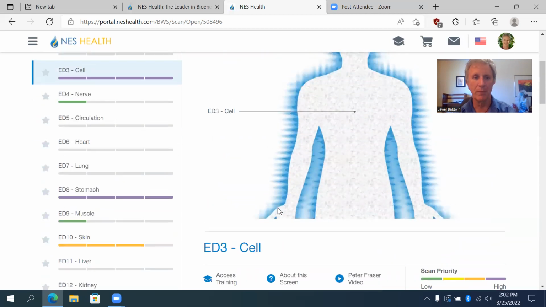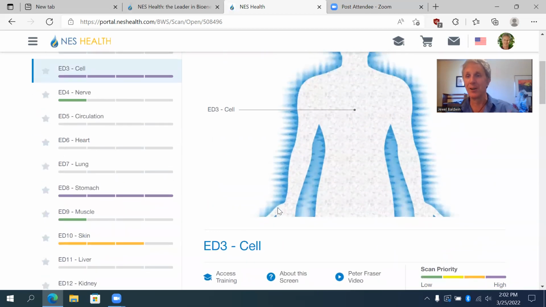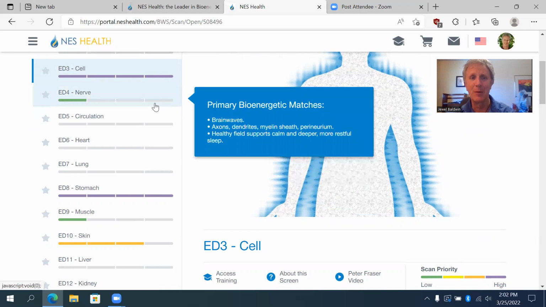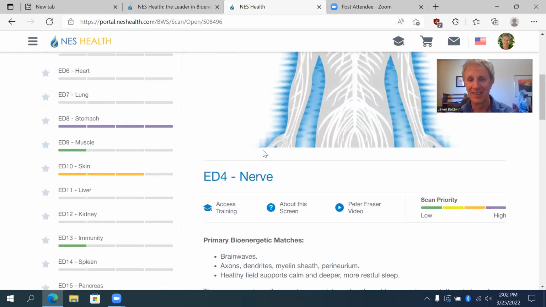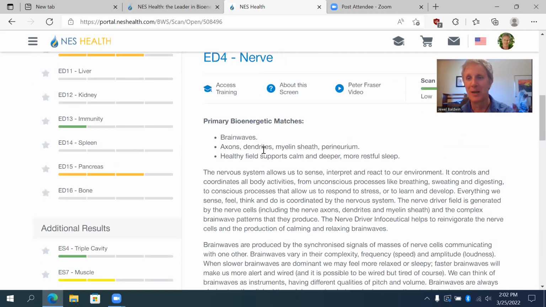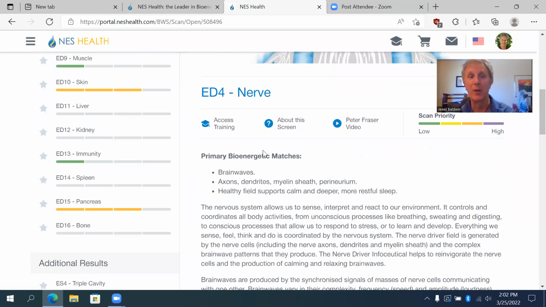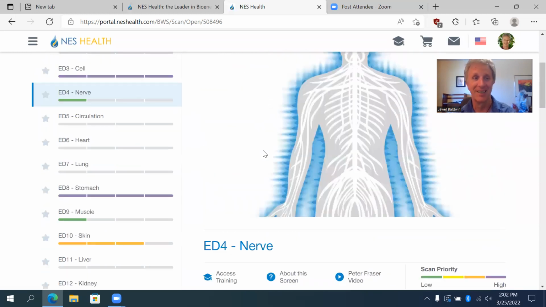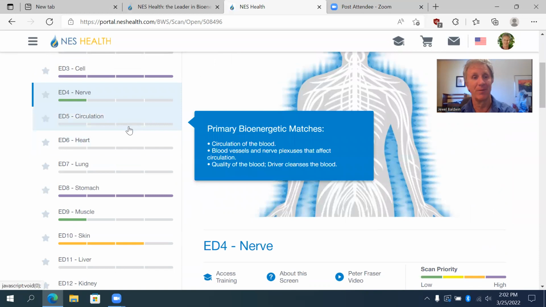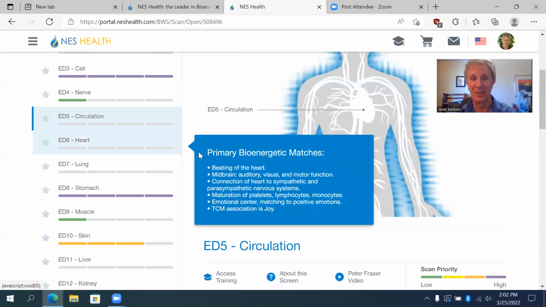Then the next one is nerve driver. That's the nervous system, obviously. Each one of these scan items has unbelievable amounts of information, so I'm not going to go over all this. It's beyond the scope of the video, but I want you to see what you can find out in a NES scan. Circulation driver, the cardiovascular system.